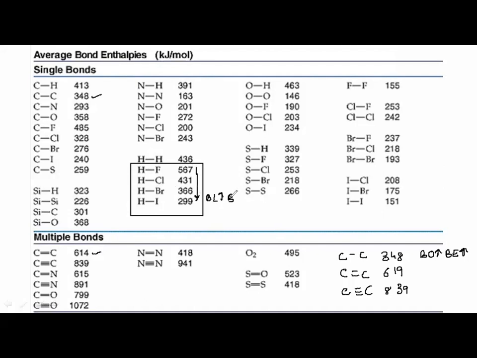What is happening to the bond energy? Bond energy is decreasing. See, HF 567 kilojoules per mole, HCl 431 kilojoules per mole, HBr 366 kilojoules per mole, HI 299 kilojoules. As atomic size increases, the distance between the nuclei, that is bond length, is increasing. As bond length increases, the bond energy is decreasing. Therefore, we say they are inversely proportional to each other.